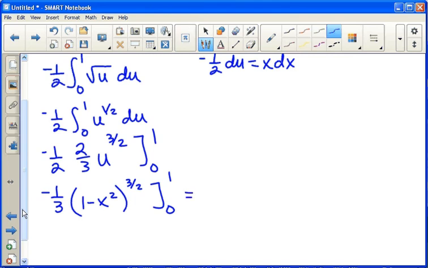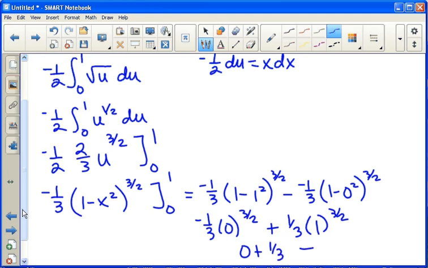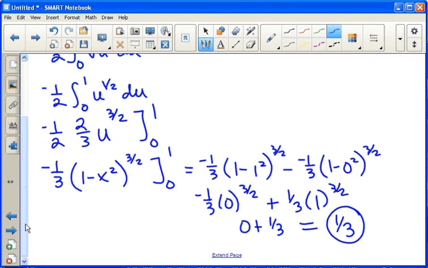So I get negative 1/3 times 1 minus 1 squared to the 3/2 minus negative 1/3 times 1 minus 0 squared to the 3/2. So we end up with negative 1/3 times 0 to the 3/2 plus 1/3 times 1 to the 3/2. So we just end up with 0 plus 1/3, which is 1/3. So again, we take the antiderivative, in this case using U substitution. Then we plug in the top number minus plug in the bottom number, and then just go from there.